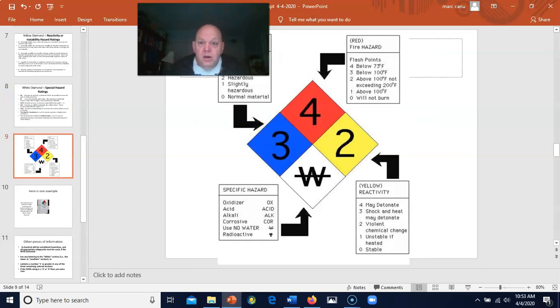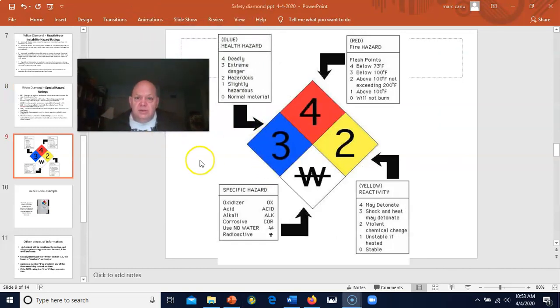Okay, so here we have an example of a diamond. All right, so when we look at it, let's start with the red. So we have a 4. And you've got a quick thing here. So what's the flash point? Well, it's going to be below 73 Fahrenheit. In other words, the stuff's highly flammable. Probably would want to be careful about that.